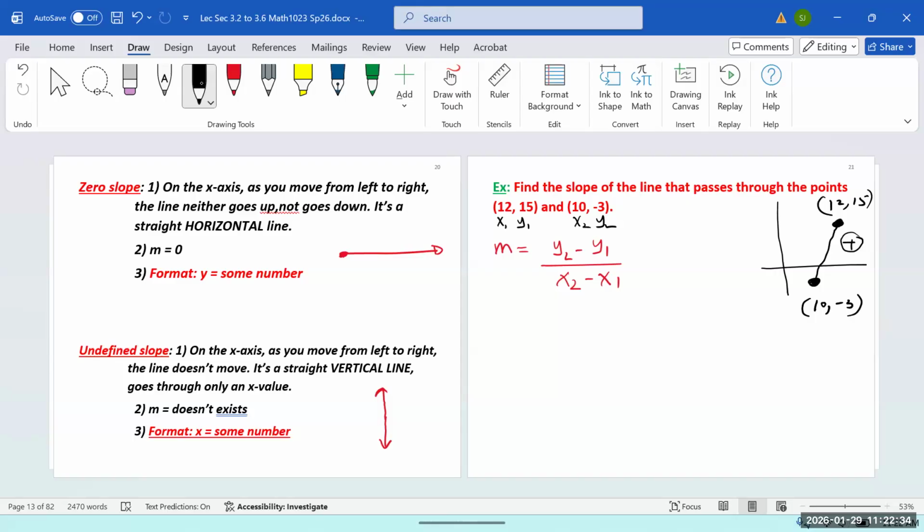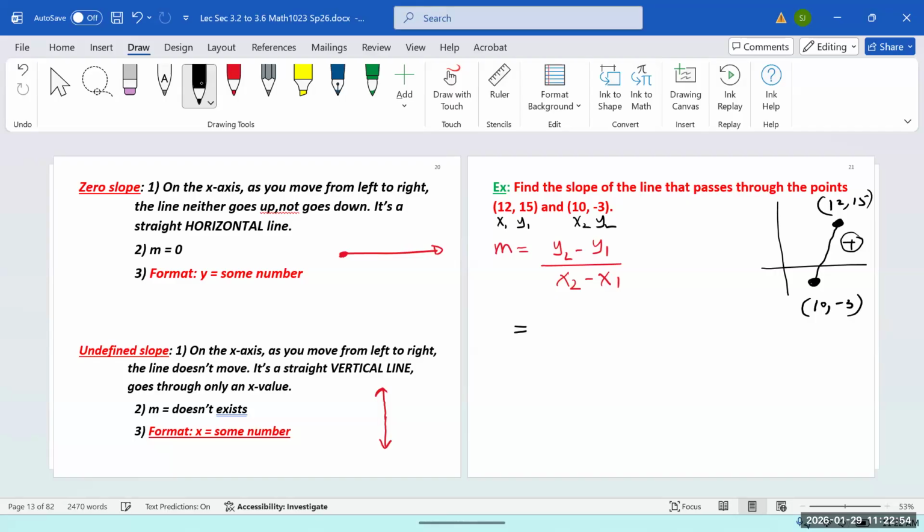Every subscript has to be the same. So if this is your ones, then this is x1, y1. If this is your two, this has to be x2, y2. Or if you want, this can be x2, y2, and this can be x1, y1. So subscripts have to be the same in one pair.